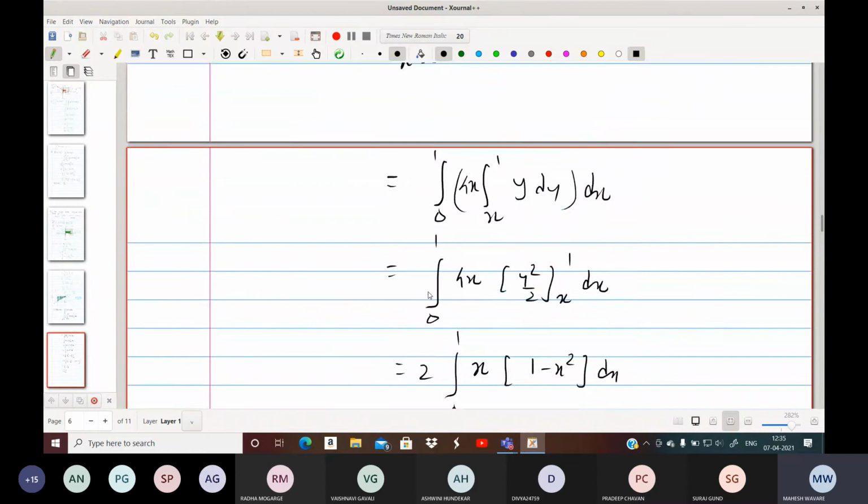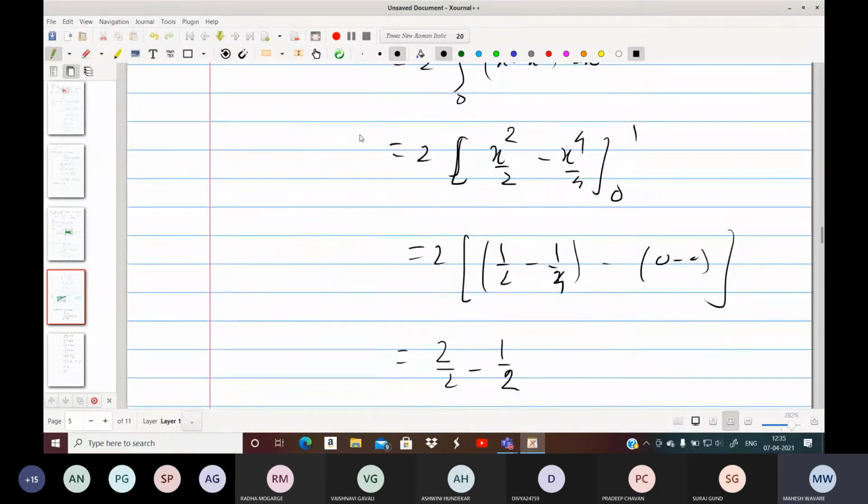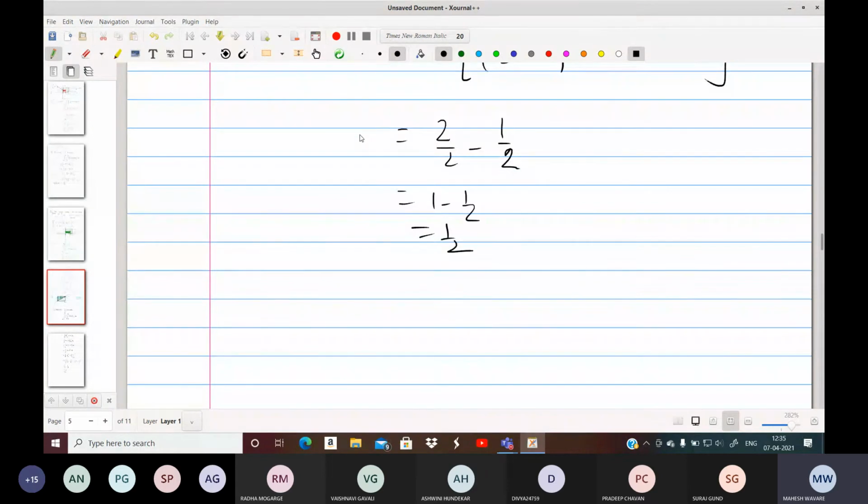So this is the 50% region of this. If you want to find the integration of the other region, it also comes to 1 upon 2. So this is half, and the total is 1. You can see, because y equal to x divides the region into equal parts. So 50% is the probability for that region.